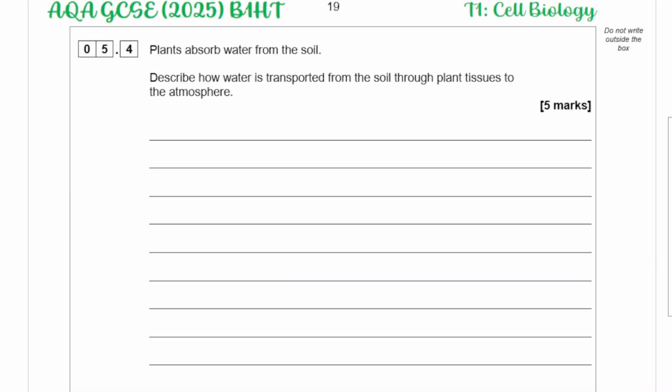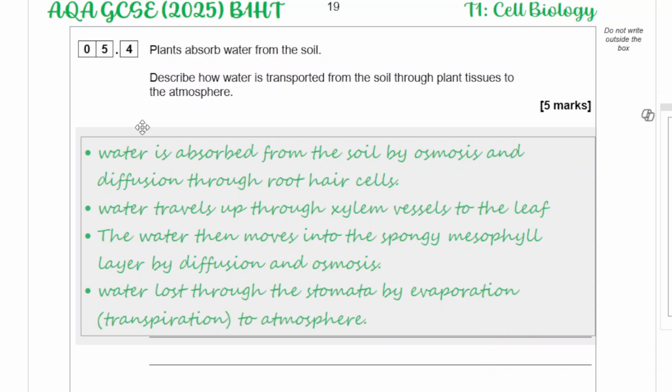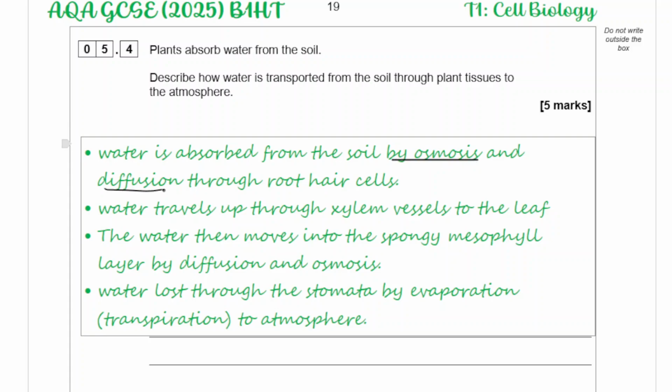So how many marks is this? 5 marks. Okay. So describe how water is transported from the soil through plant tissues to the atmosphere. Here's the answer for this. Water is absorbed from the soil by osmosis, the first point, by osmosis and by diffusion through root hair cells. This point will give you 2 marks.